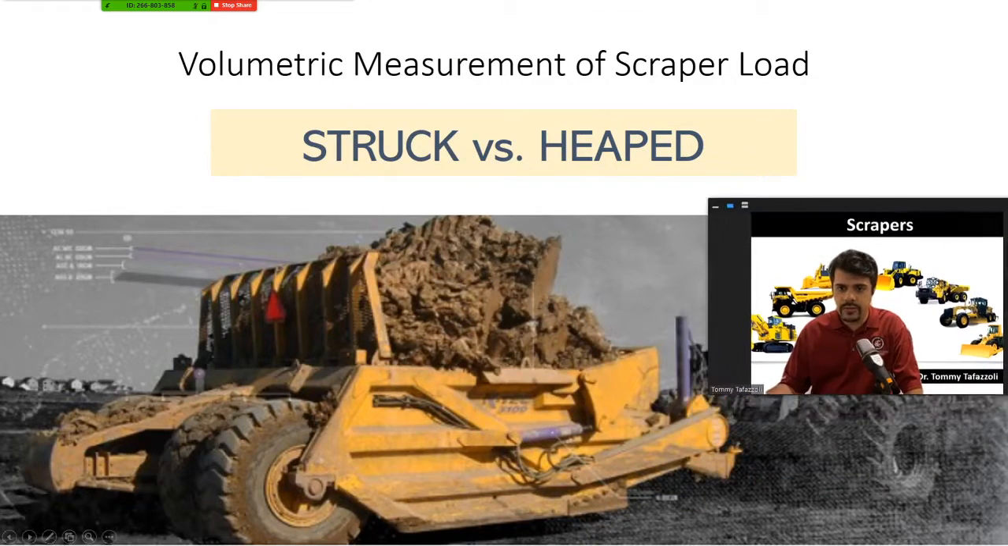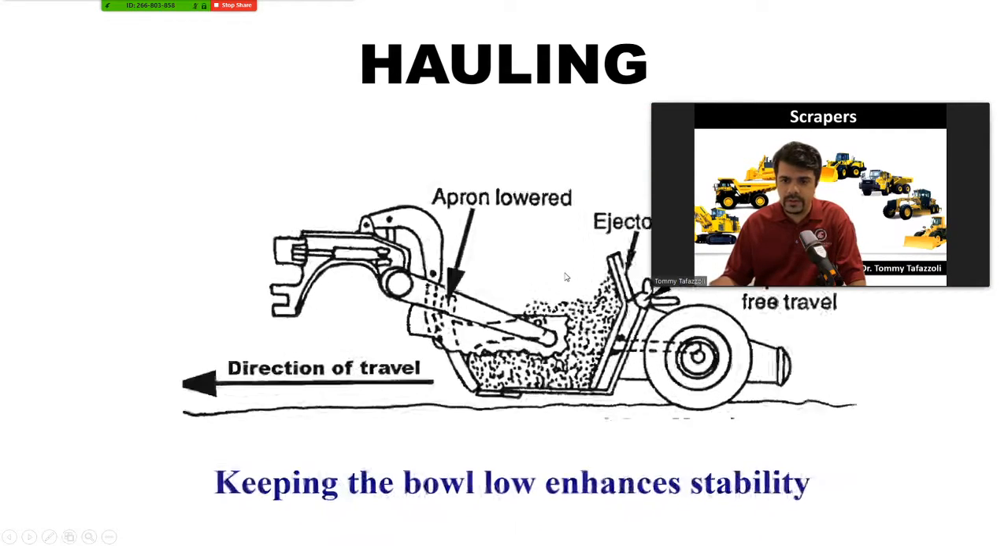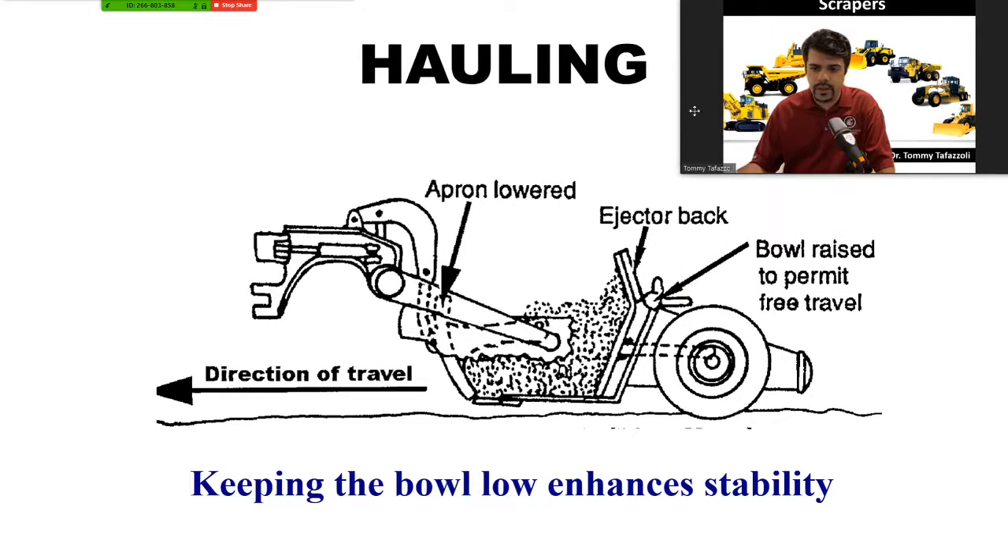So volumetric measurement of scraper load could be both in struck or heaped, and you know the difference. For example, this is heaped. For hauling, this is what happens. If this is the direction of travel, when the apron lowers, it could collect the earth.